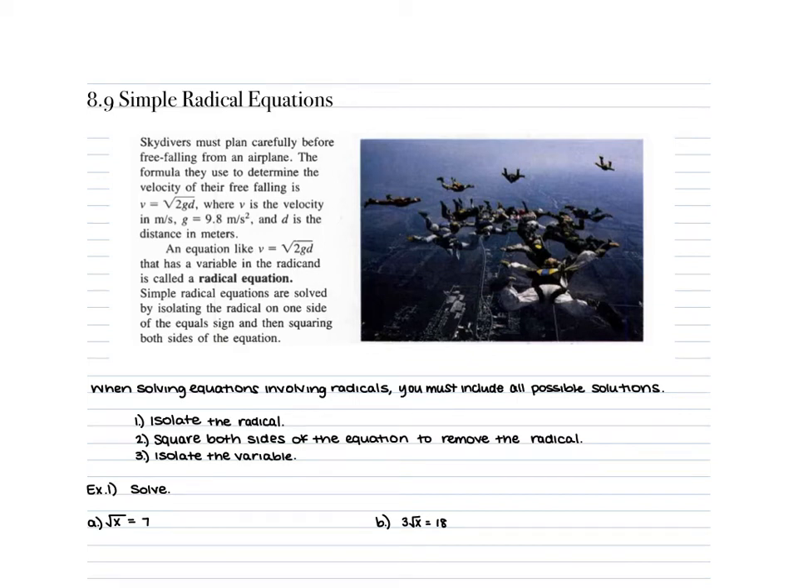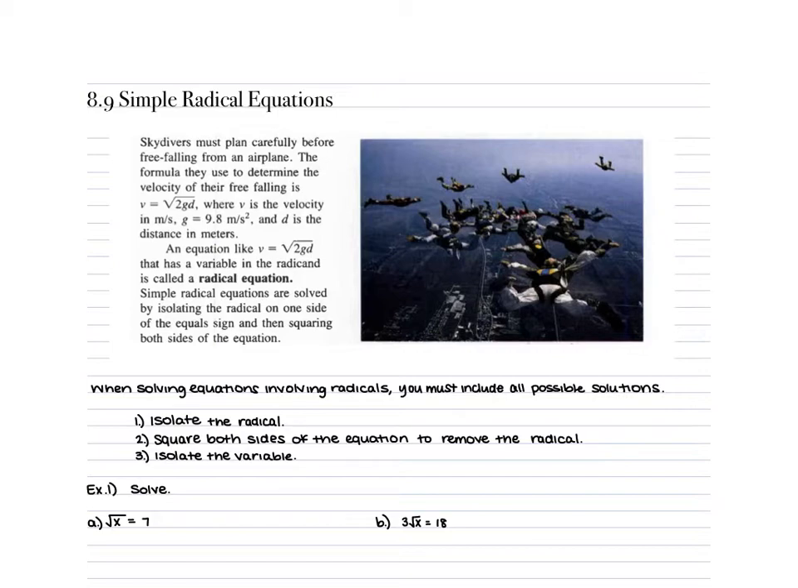8-9 simple radical equations. When we're doing this, we're going to isolate the radical, then take the square root of both sides of the equation to remove the radical, and then isolate the variable. When you do this second step of taking the square root of both sides, you have to remember to put plus or minus in front of it. However, with these, they're going to have the radical in it, so we're just squaring both sides.